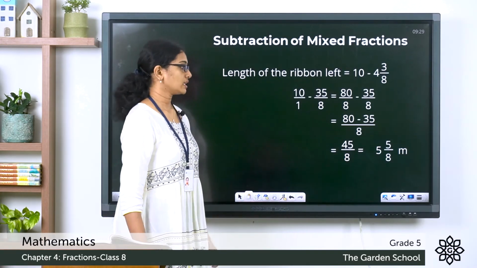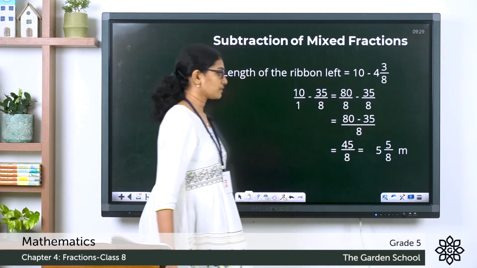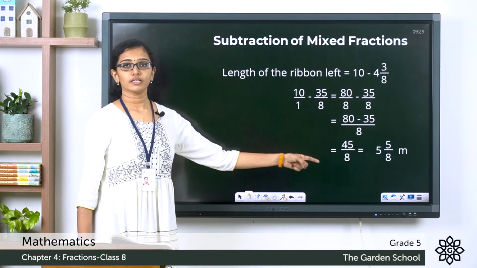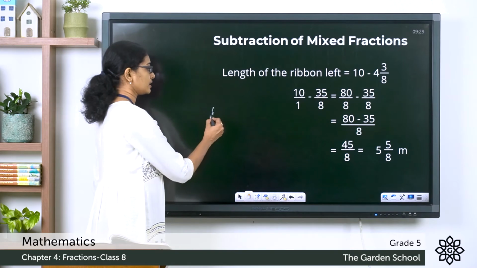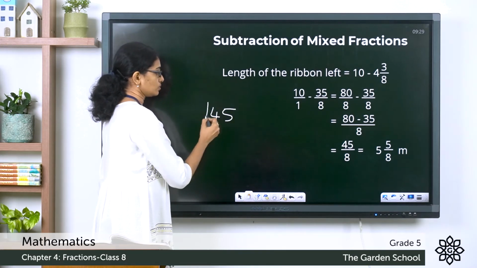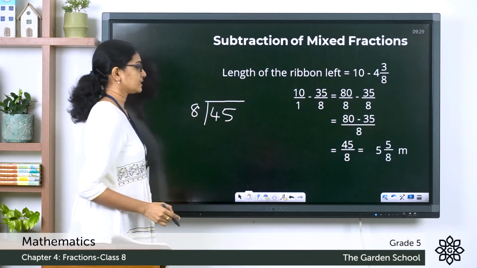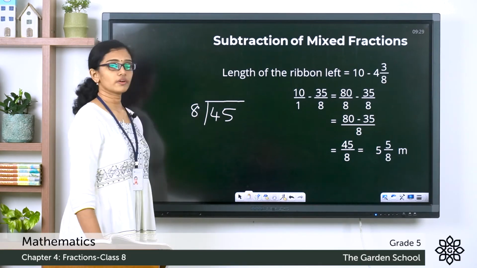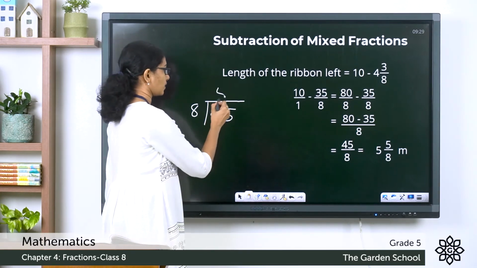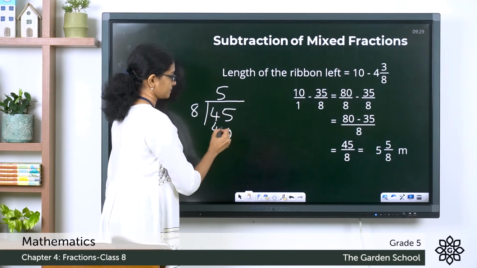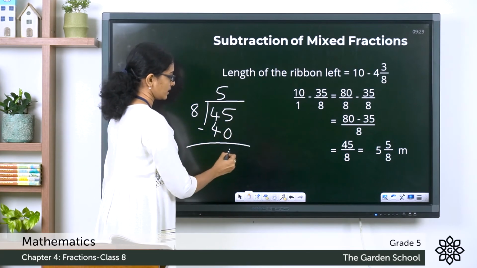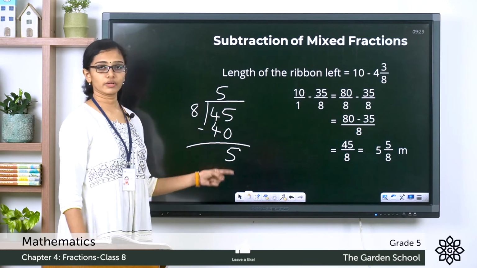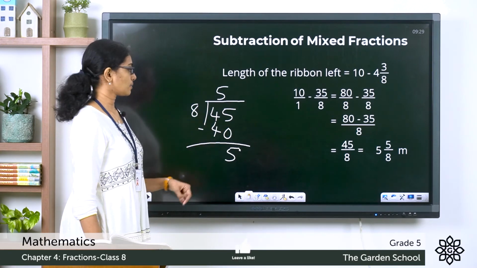45 by 8. Now let's convert this 45 by 8 to a mixed fraction. How do you do that? Just do 45 by 8 in long division method. Now how many 8s will go in 45? We know 8 5s are 40. Doing the subtraction, we get 5 remainder here. No more digits to bring down, and let's stop the division.